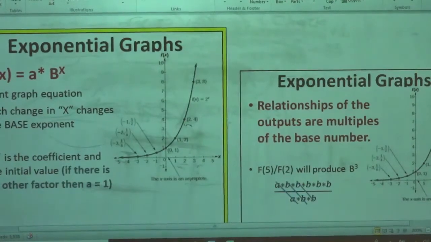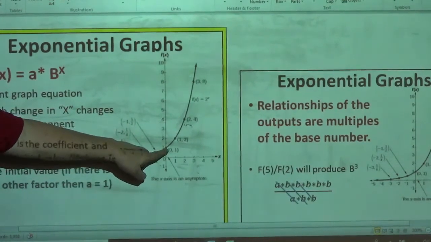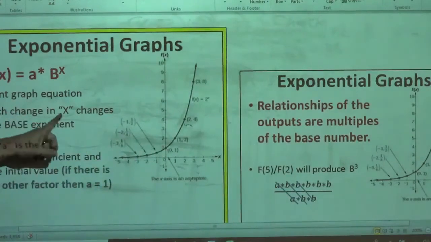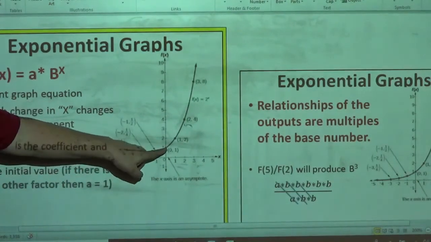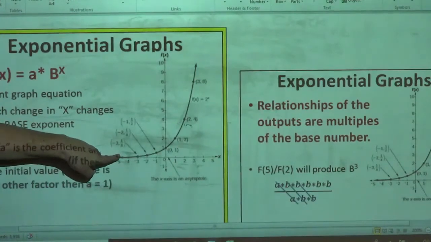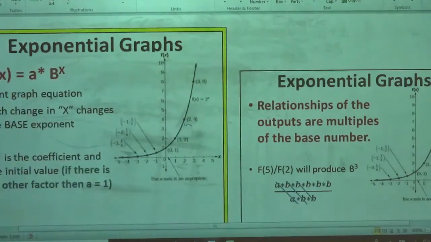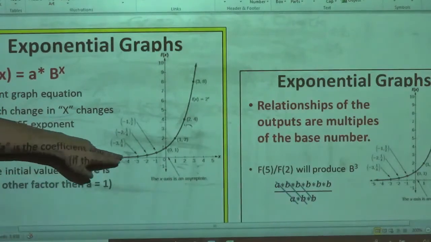Now, the second thing that you have to know is that for a graph of an exponential function, (0, 1) is always going to be a point on the graph, provided that a is 1. It's going to go through this point, and the negative side of the x will be a fraction, and the positive side will eventually take off into positive infinity, because it becomes a power. That's the first thing you need to know.